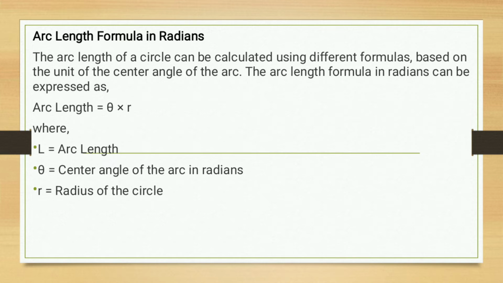Arc formula in radians. The arc length of a circle can be calculated using different formulas based on the unit of the central angle of the arc. The arc length formula in radians can be expressed as arc length equals θ times r, where L is the arc length, θ is the central angle of the arc in radians, and r is the radius of the circle.